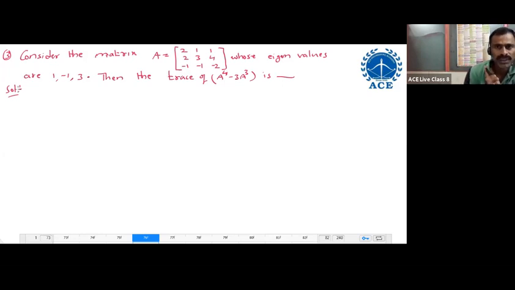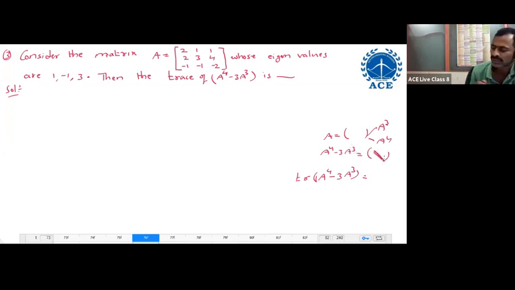We are given a 3 by 3 matrix along with its eigenvalues. The 3 by 3 matrix will have 3 eigenvalues; 1, minus 1, 3 are the eigenvalues, and we are asked to find the trace of this matrix A power 4 minus 3A cube. Trace means the sum of the diagonal elements of this matrix. Already we know A with its elements. From this we can find A power 3, A power 4, so that we can write the matrix A power 4 minus 3A cube. If you know the elements of this, we can write the sum of the diagonal elements.